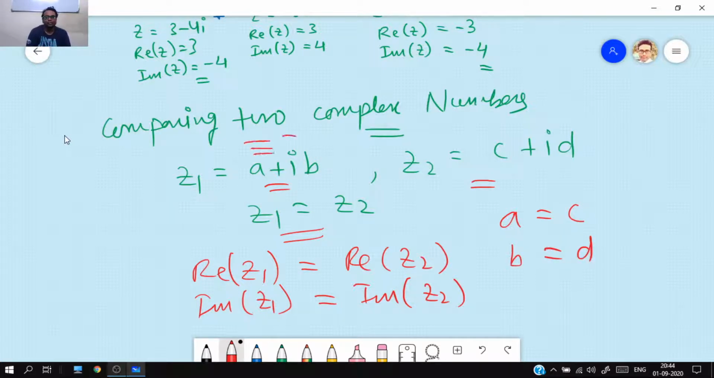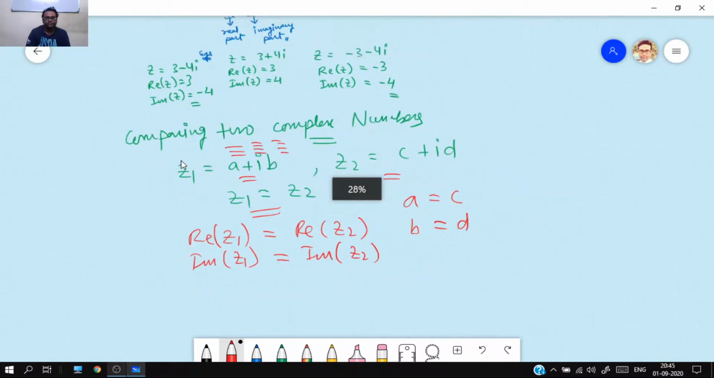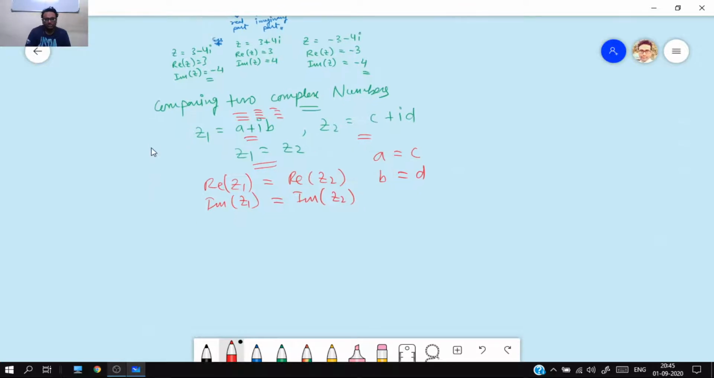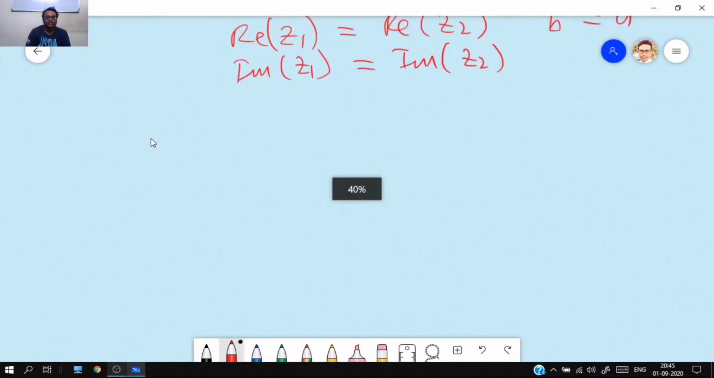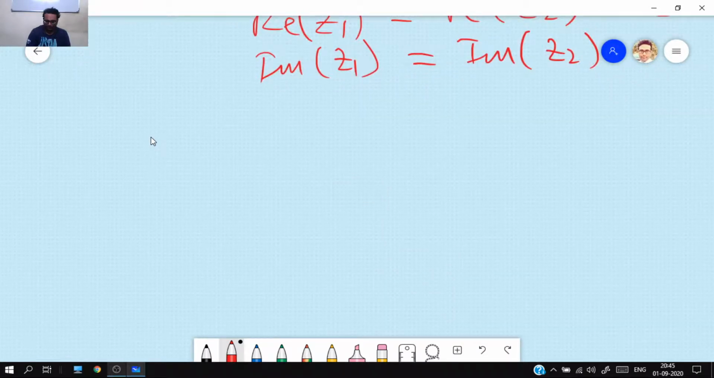So this is a small topic, comparing two complex numbers. We are doing some theoretical part first, then we will deeply do questions to get a better understanding of all. I hope I am clear till now.